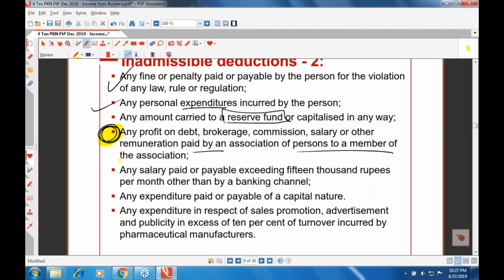Next, any salary paid or payable exceeding 15,000 rupees. Well, it's quite vague, but this is how it is. If you have an employee whose salary is more than 15,000 rupees, and you pay the salary not through the banking channel but instead in cash, then such salary is not going to be claimable.